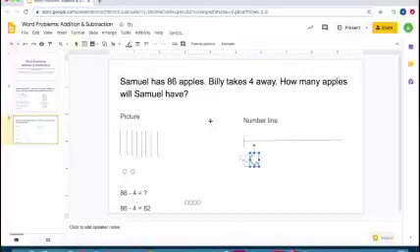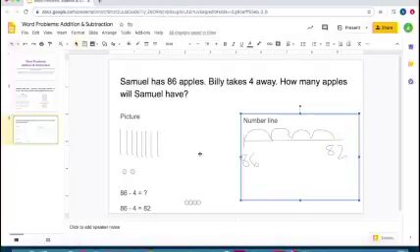And I might jump back 1 at a time. So 86, 85, 84, 83, 82. When I look at my final answer, we have 82. Now again, this number sentence would include the same numbers, the 86 and the 4, because we were at 86 and we took 4 away until we got to 82.